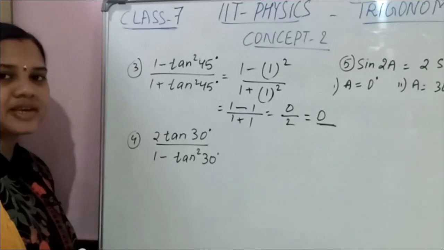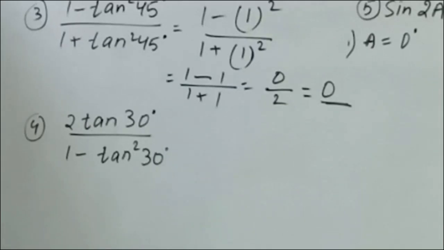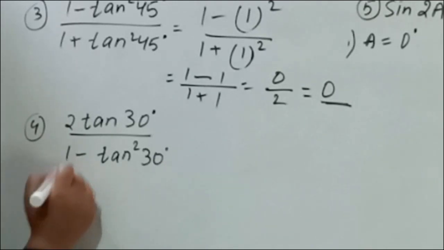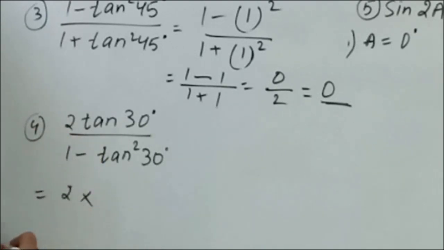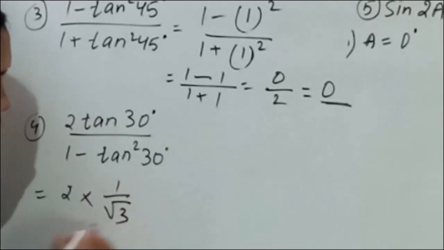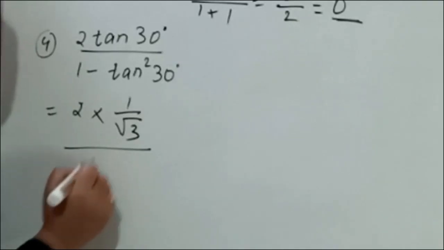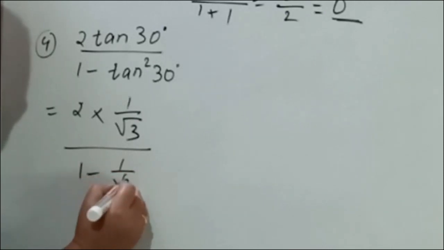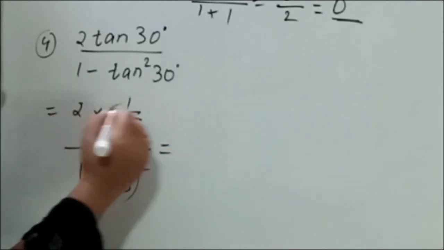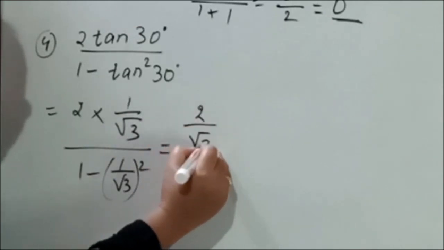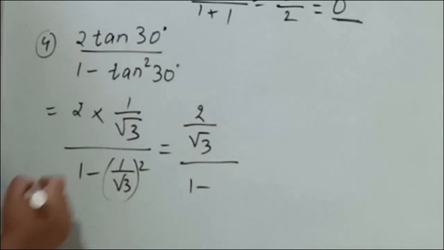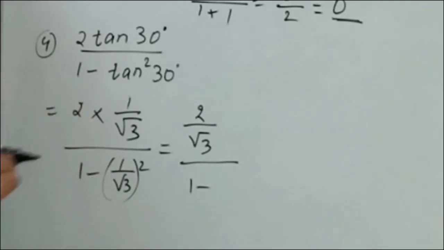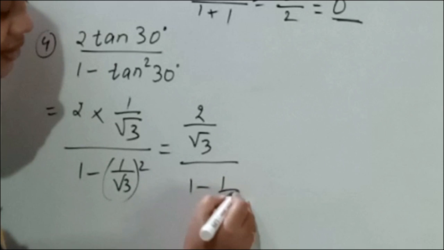See, fourth question, what is given? 2 tan 30 by 1 minus tan square 30. So 2 into nothing means multiplication. 2 into tan 30. tan 30 is equal to what? tan 30 value 1 by root 3, whole divided by 1 minus tan square 30 means tan 30 whole square. tan 30 value 1 by root 3 whole square. So 2 into 1 by root 3, 2 by root 3, whole divided by 1 minus 1 by root 3 whole square. 1 by root 3 into 1 by root 3, how much? 1 by 3.